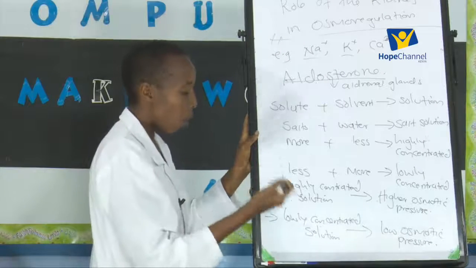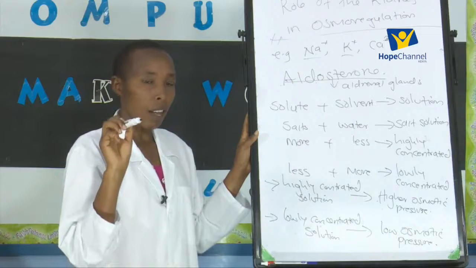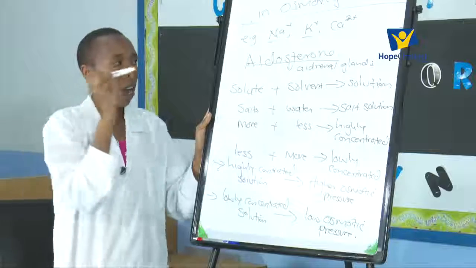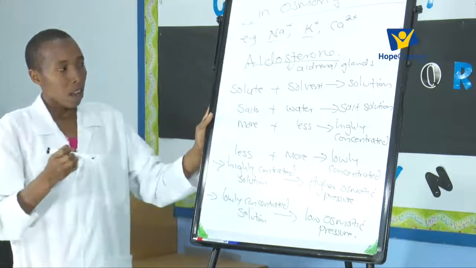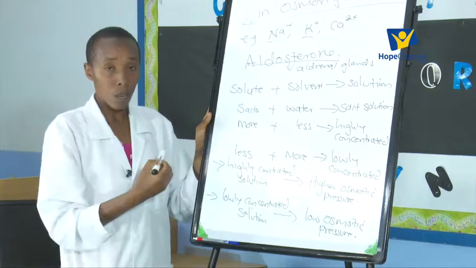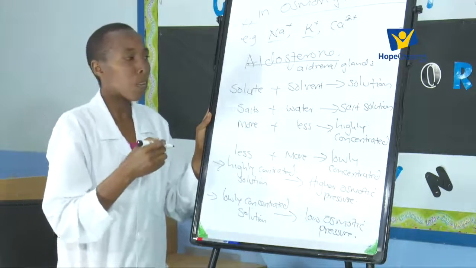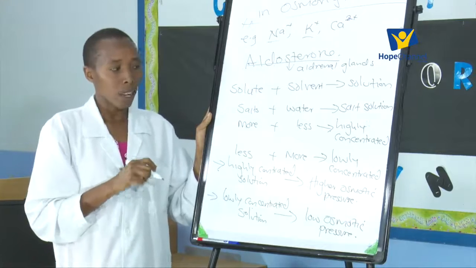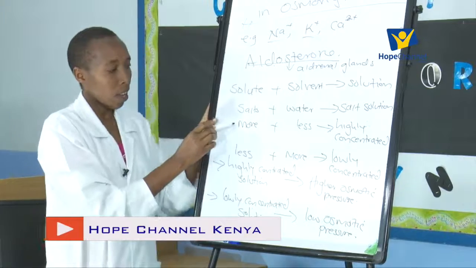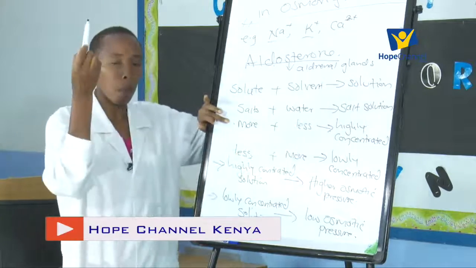So when we have a low osmotic pressure in the blood, the hypothalamus is stimulated and sends an impulse to the adrenal glands. The adrenal glands release aldosterone. The aldosterone increases the permeability of the kidney tubules to ions, e.g. sodium ions, meaning more sodium ions will be reabsorbed back to the blood. Remember, the moment you have more salts in the blood, you are going to have a highly concentrated solution, meaning you are going to raise the osmotic pressure.